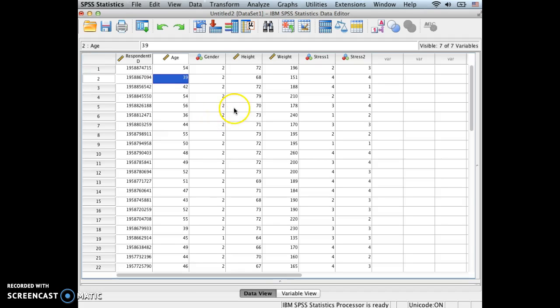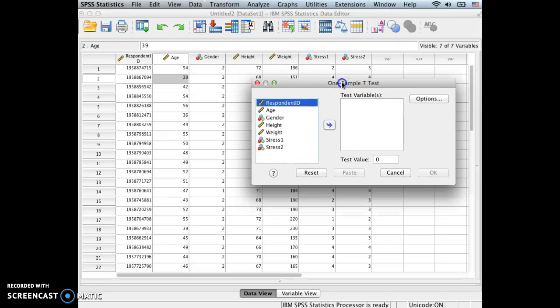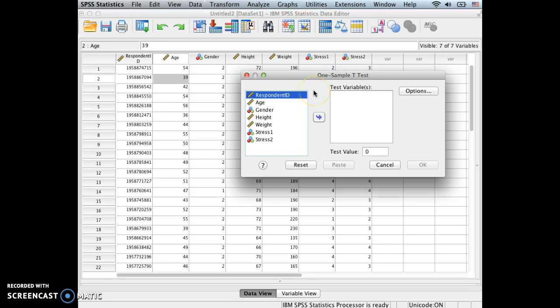Let's run a one-sample t-test. For t-test, go to Analyze, Compare Means, and go down to One-Sample T Test, since a one-sample t-test is to compare a sample mean with a population mean. The variable we are interested in is age, so put age into the test variable box. In the test value box, we enter 50, because that's the population average age we want to compare our sample age to. Click on Options.